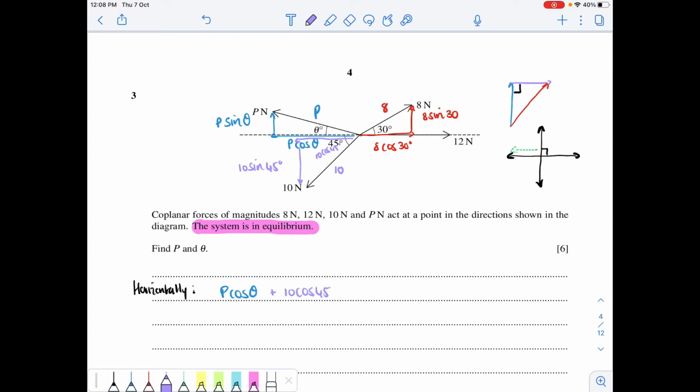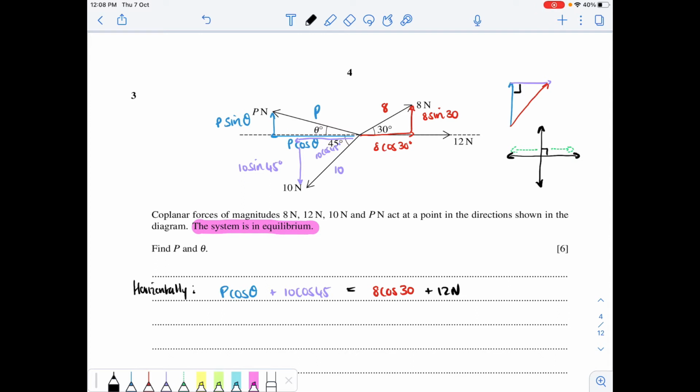Okay, those two forces are acting to the left, and if they're in equilibrium, they must be equal to the forces acting to the other side, so the forces acting to the right. So what are those forces? Well, we have 8 cos 30, and then we just have that 12 Newton force, which is only a horizontal force.